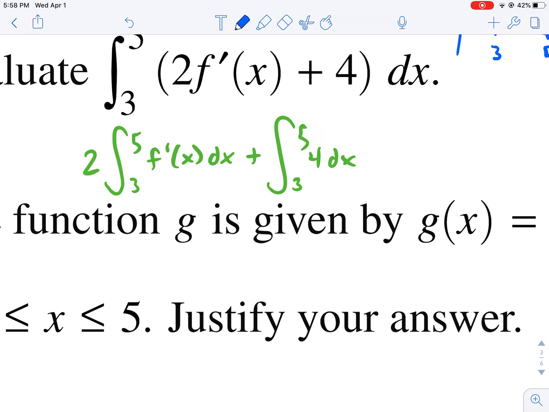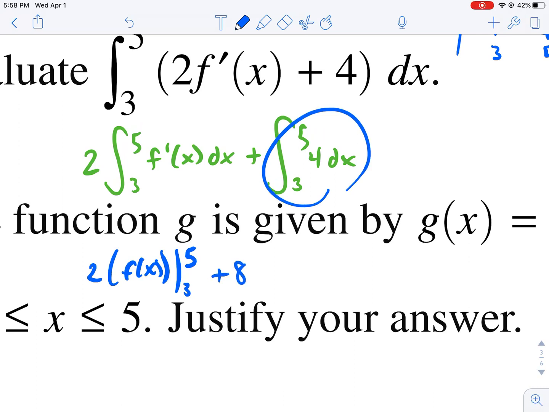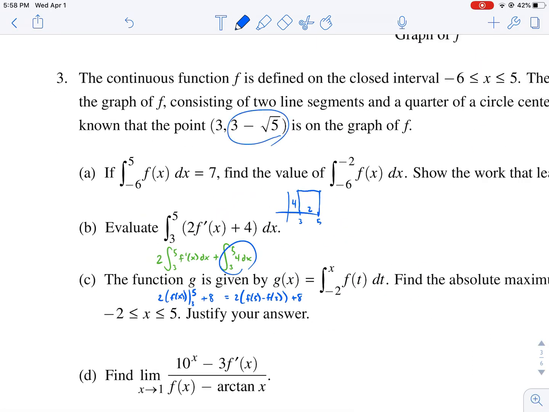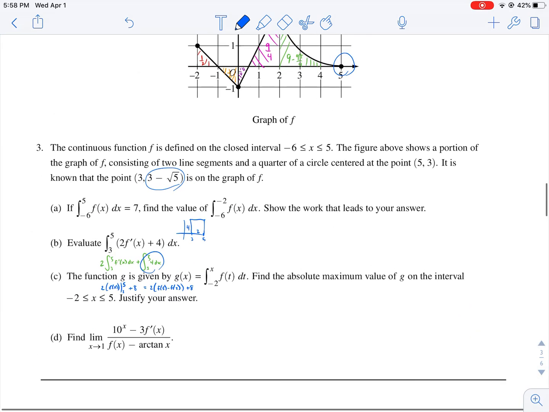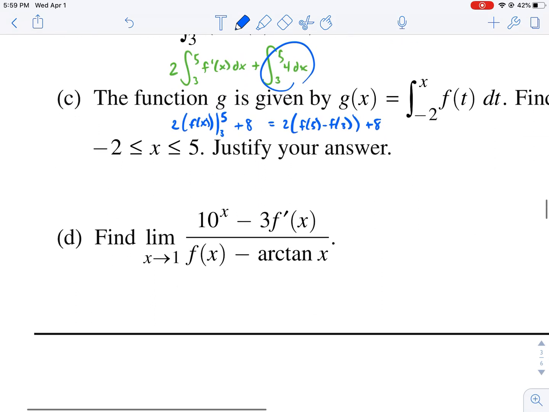Okay, and then this integral right here, well, we're doing the integral of f prime, which is just going to be f. So it's 2 times f of x evaluated from 3 to 5. And then from this integral, remember that answer was 8. So we have plus 8. And that's going to be 2 times f of 5 minus f of 3 plus 8. F of 3 was given right here. And f of 5 we can get from the graph. Okay? So I'll let you guys just plug those numbers in, or you can refer to the key that's already available to you.